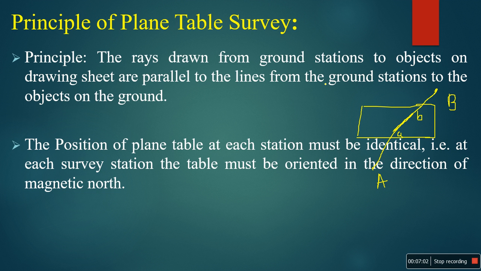That is, at each survey station the table must be oriented in the direction of magnetic north. So, suppose this is AB, and this is BC. If you have set up the instrument here and later shifted it to a new station, the table must be set so that the AB line is parallel to the previous line AB at the new station.